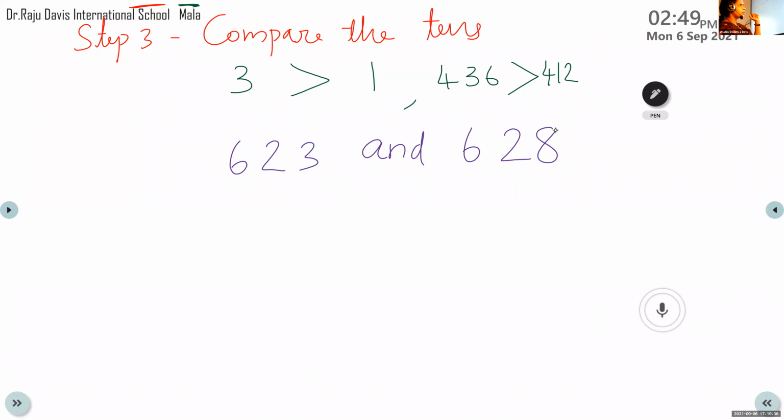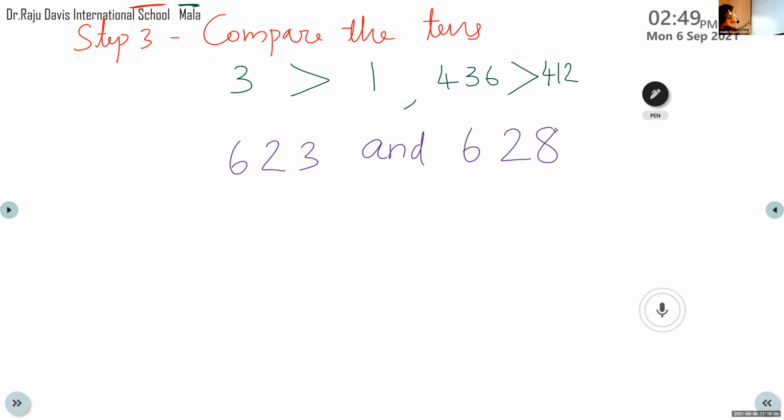So what will we do? Both have the same number of digits. So we will move to the hundreds place. Now let us see the hundreds place.